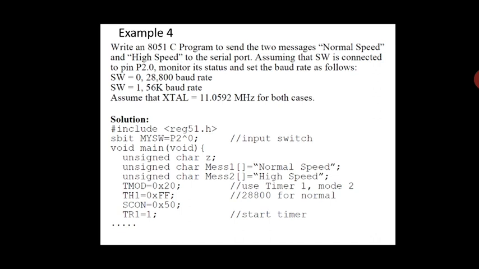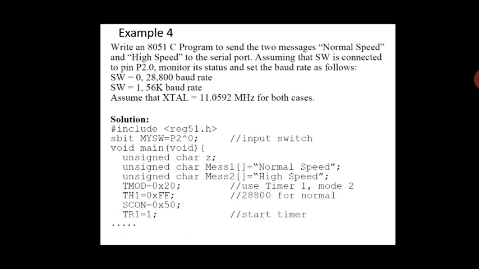Assume that SW, a switch, is connected to pin P2.0. We are using port 2, pin 2.0, and monitor its status and set the baud rate. If SW is 0, it will set the baud rate to 28,800. If SW is equal to 1, it will set the baud rate to 56K, double of this. Assume that the crystal frequency we are using is 11.0592 megahertz for both cases.